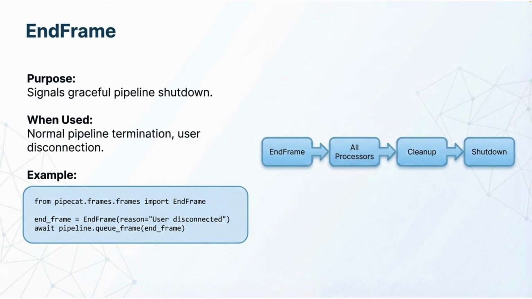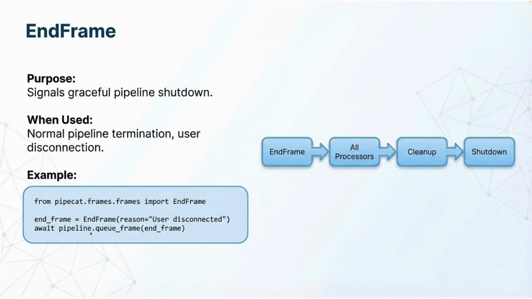Next we have end frame, and end frame helps us in gracefully shutting down the pipeline. It signals intentional pipeline termination, so when end frame is received, all the processors stop, they clean up, and then it gets shut down. It's kind of like when you are shutting down your system, you have a restart option and a shutdown option. So it is kind of like a shutdown option, for normal pipeline termination, user disconnection, and so on.